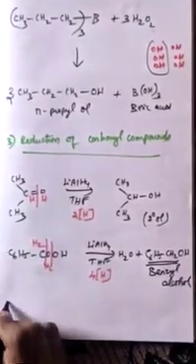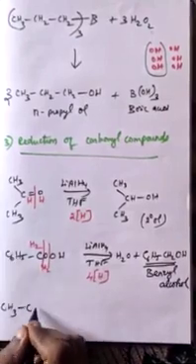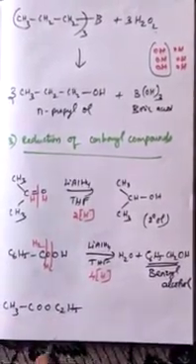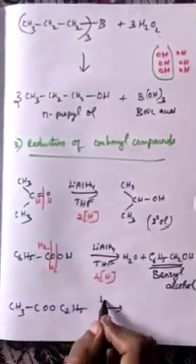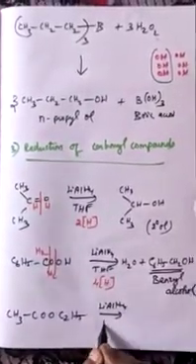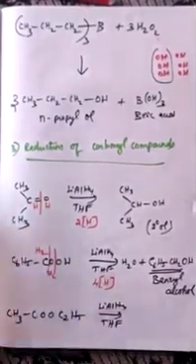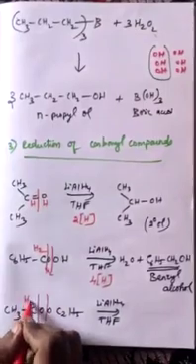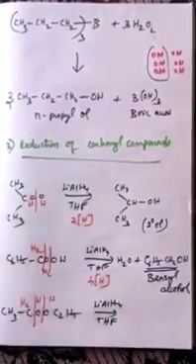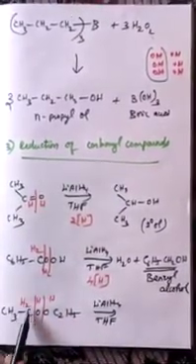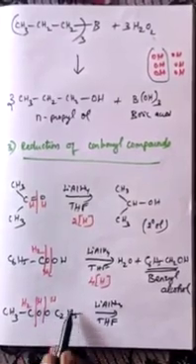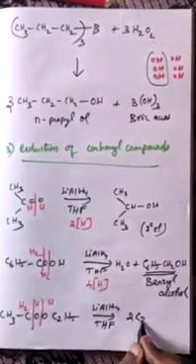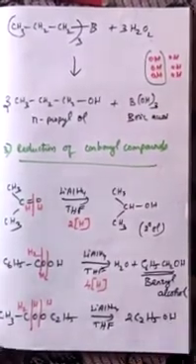Next, ester, CH3-COOC2H5. This is an ester, ethyl acetate. Here also the same lithium aluminium hydride, THF, tetrahydrofuran, gives 4 hydrogen. So we get CH3-CH2OH, which is C2H5OH. So 2 times C2H5OH, ethyl alcohol.